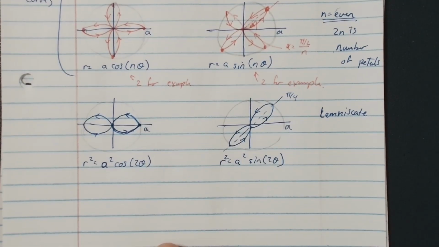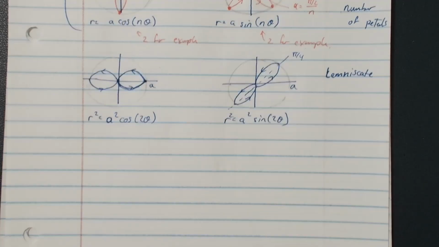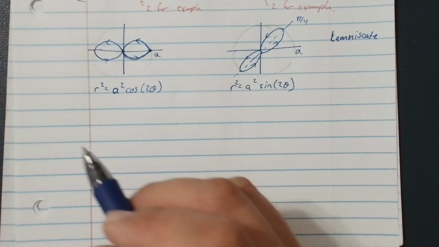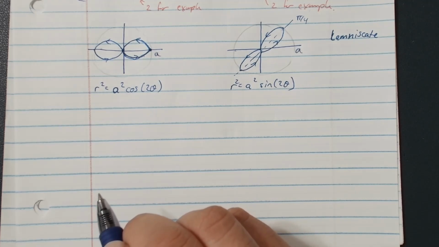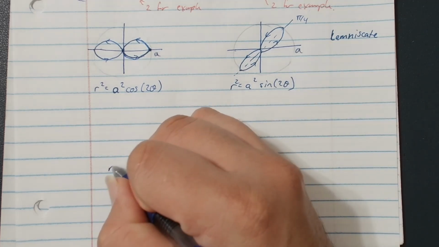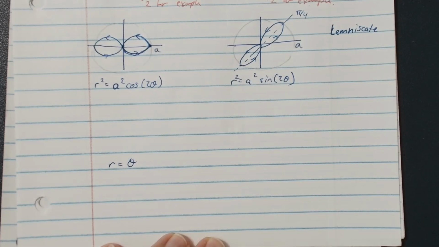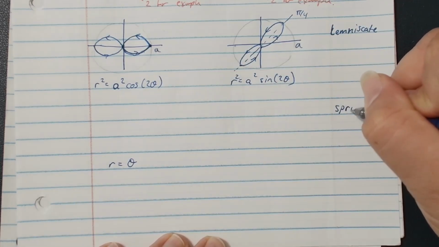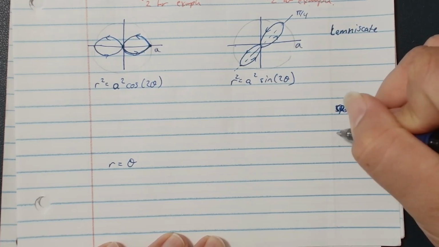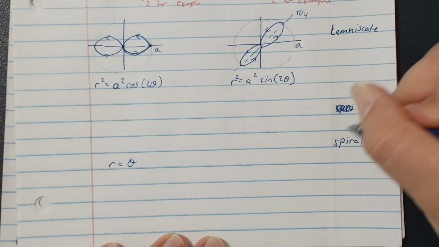And finally, the last one that we're going to have here is what's called a spiral. In particular, this one's called Archimedes spiral, and it's probably the easiest one conceptually as well as computationally. r equals theta. That's it. That's the equation. This is a spiral. Oops, I don't know how to spell. Let's try that again. This is a spiral. And in a lot of books, it's specifically called Archimedes spiral.